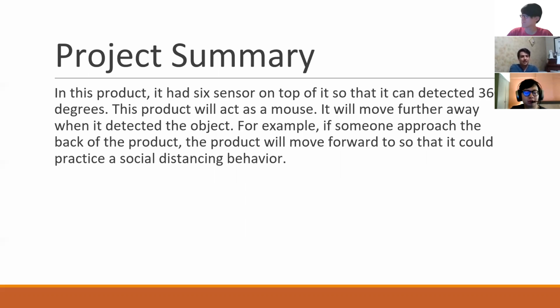So in summary, for this product, we have 6 sensors on top of the PCB board so that it can detect the surroundings in 360 degrees. This product will act as a mouse, so it will move further away when it detects an object. For example, if someone tries to approach the back of the product, then the product will move forward so that it could practice a social distancing behavior.